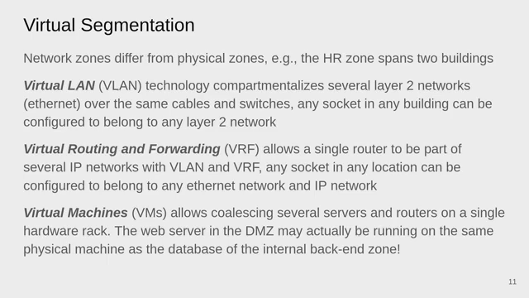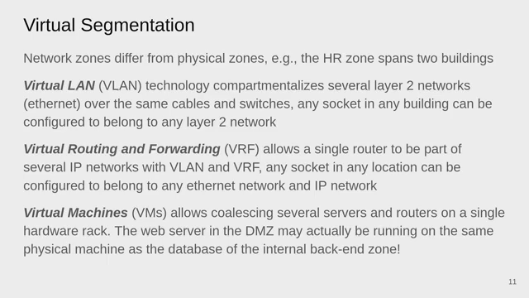So this means that, for example, on the backbone, we have all the traffic going through, but encrypted and tagged or with other layers foreseen. Virtual routing and forwarding, VRF, allows a single router to be part of several IP networks. With VLAN and VRF, you get much tighter control of any socket in any location and can configure it. For example, this office, this socket belongs to the HR, this socket belongs to the development zone.